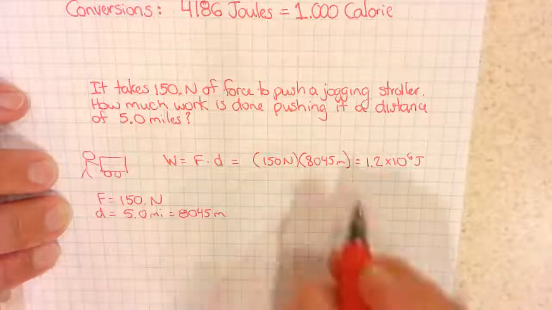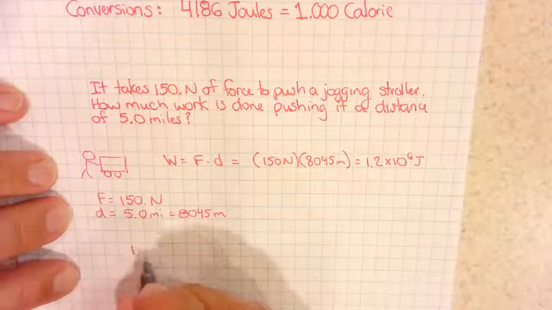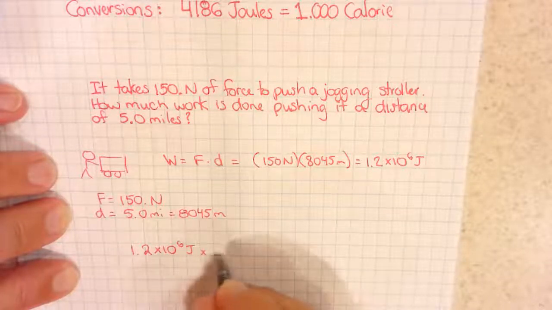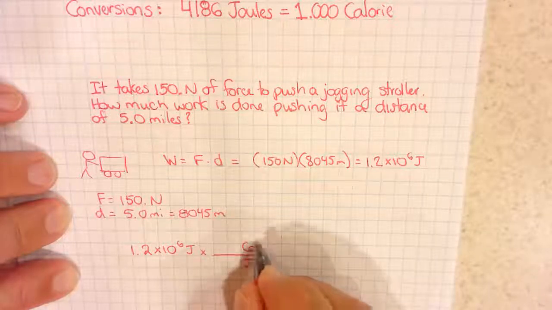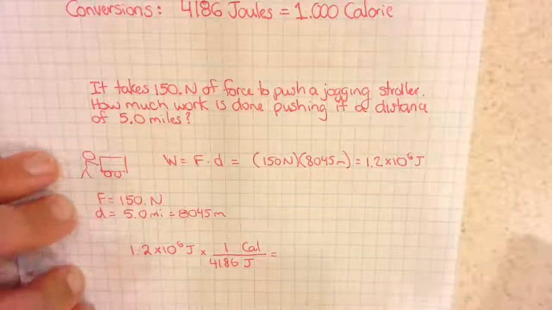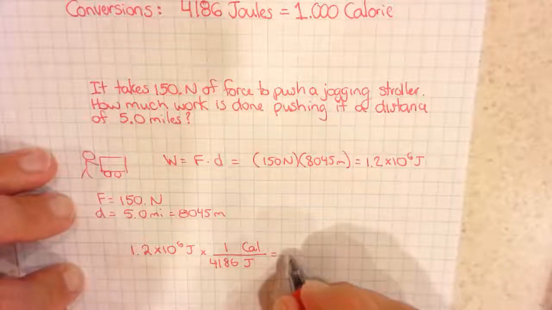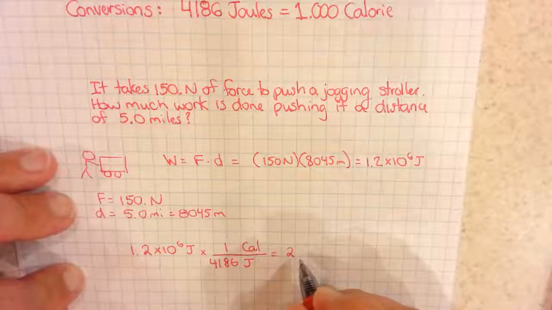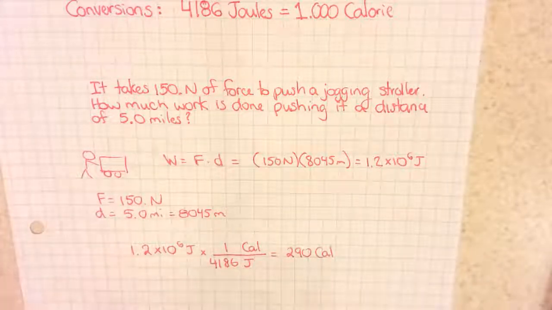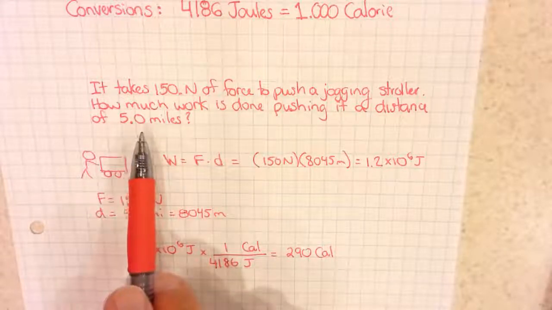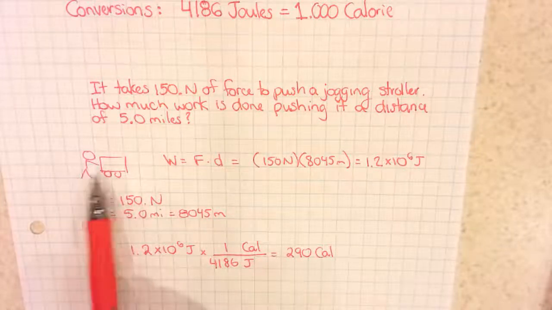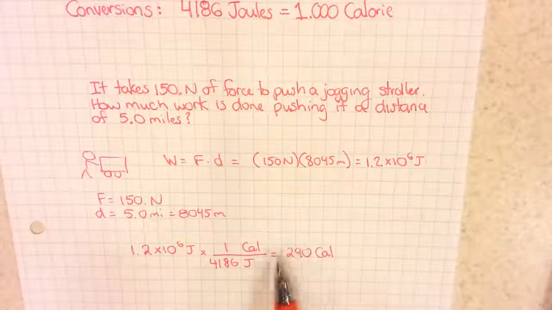Now we don't really have a good place in our head for that energy, so I'm going to do a quick conversion. I'm going to start with 1.2 times 10 to the 6th joules, and I'm going to get rid of joules and get calories. 1 calorie is 4,186 joules. So if I do this calculation, I can figure out that that is really 290 calories. And so what this tells us is, in order to push the stroller around the block for 5 miles with a force of 150 newtons, we will do 290 calories of work on the stroller, which is a number that's easy to fit in our heads.